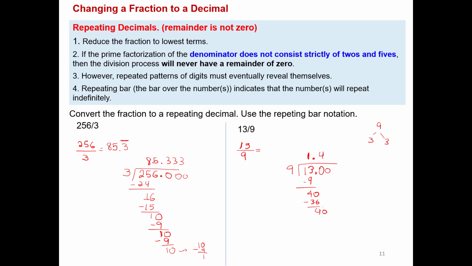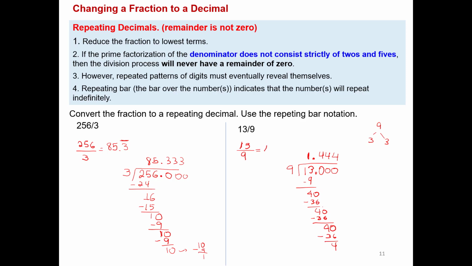Again, how many 9s are in 40? 4. 4 times 9 is 36. We have 4. Add a 0 here. Again, how many 9s are in 44? Minus 36, and we can continue dividing, and we will have 1.44444. Then the 4 is repeated indefinitely.